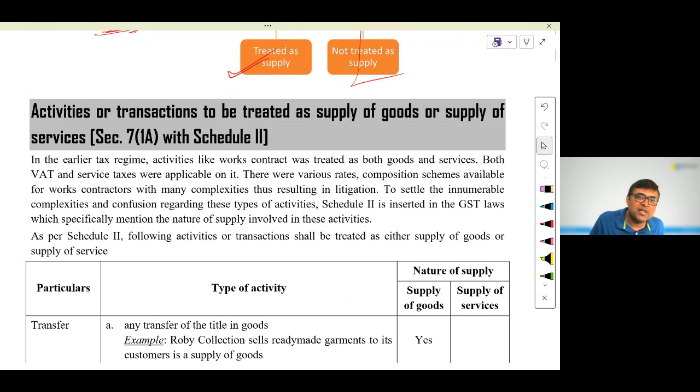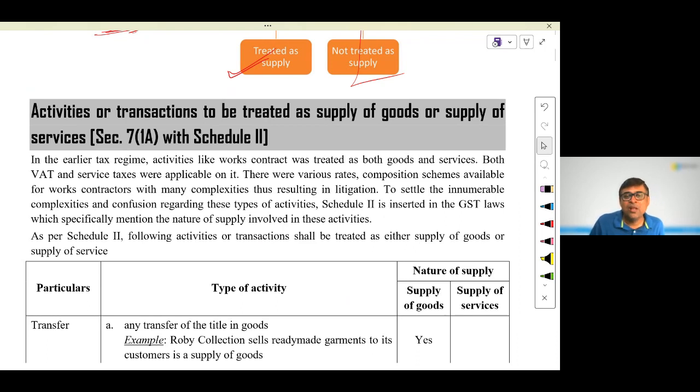Sometimes the rate may be different. Sometimes certain schemes like the composition scheme may or may not be applicable on goods, or may not be applicable on services. That means you are supposed to take the advantages of certain schemes. It should be clear in your mind what you are supplying. Is it supply of goods or is it supply of services?